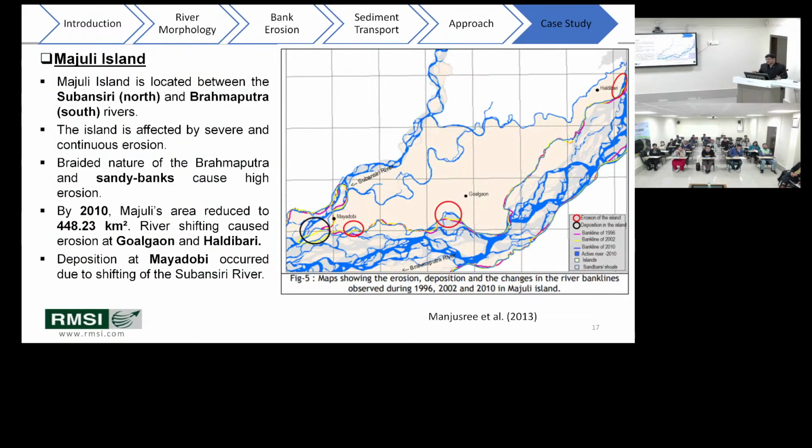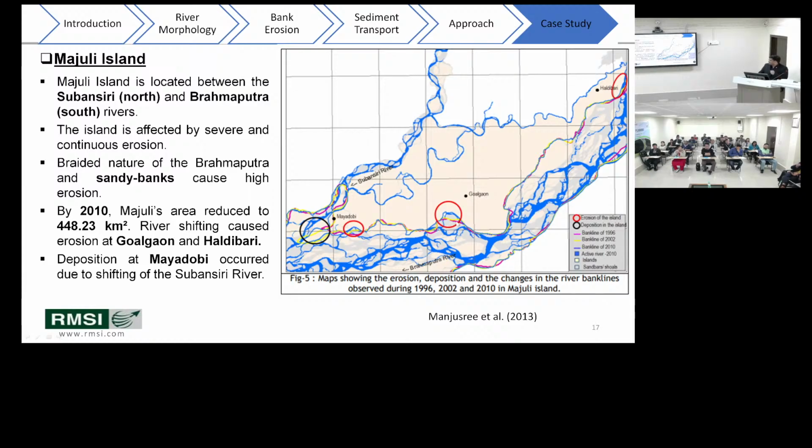And coming to the case study, this case study was done by Majusri in 2013. Here they have taken three bank lines, 1996, 2002 and 2010, and they found that Majuli Island is decreasing in area by around 448.23 square kilometers. If we see the three portions, the pink one is the 1996 river line, yellow is 2002 and the blue one is 2010. Here the erosion is taking place because the river is getting shifted towards the island.